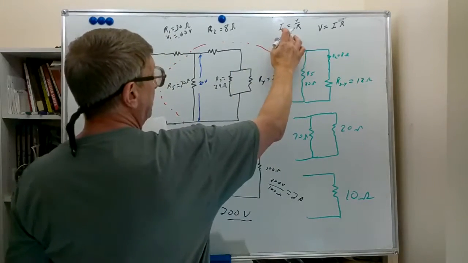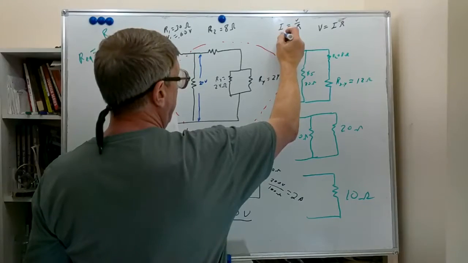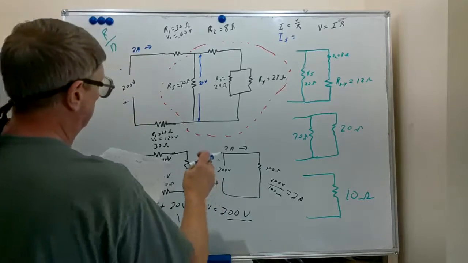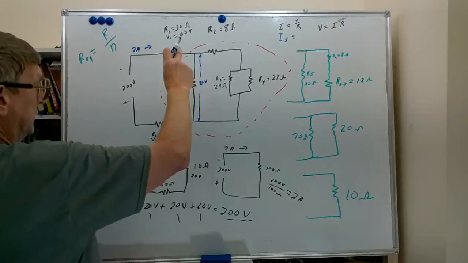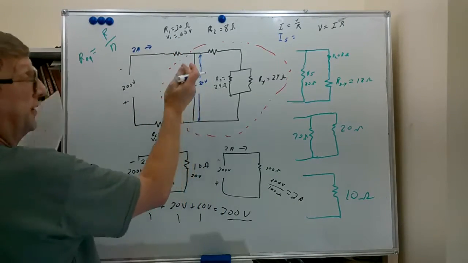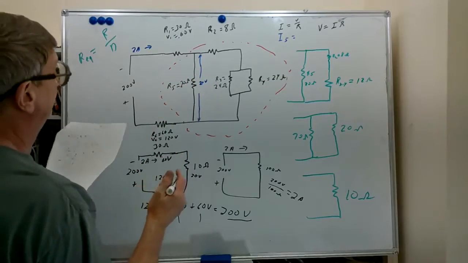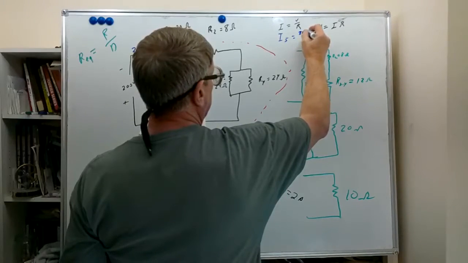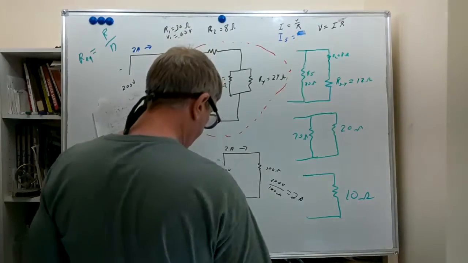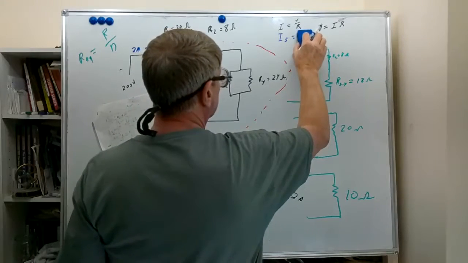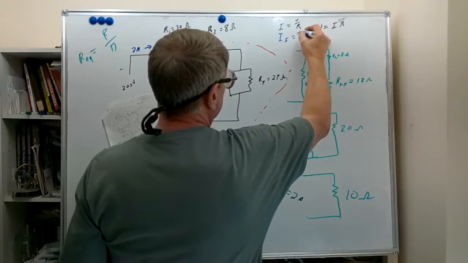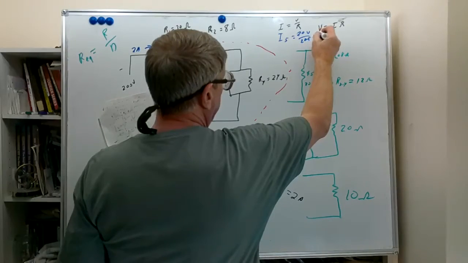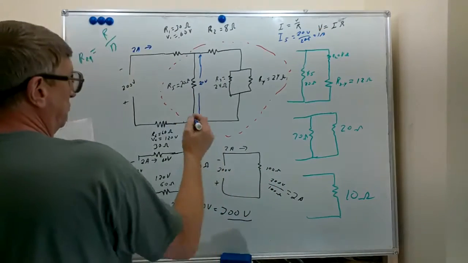We'll use I equals V over R, so I5 equals 20 volts divided by 20 ohms. We got 1 amp, don't we? 20 volts divided by 20 ohms, 1 amp. So let's go ahead and put 1 amp right here.